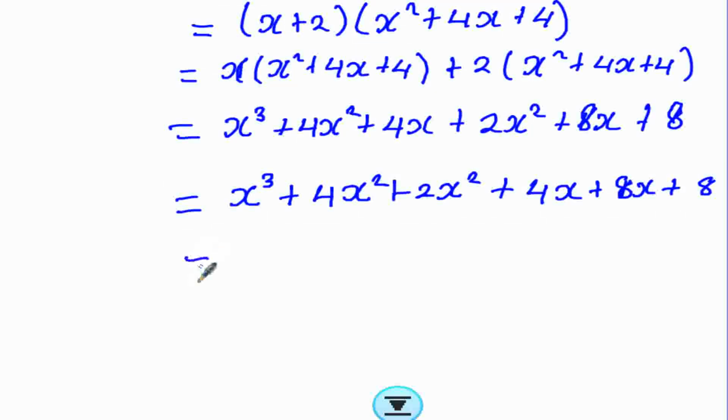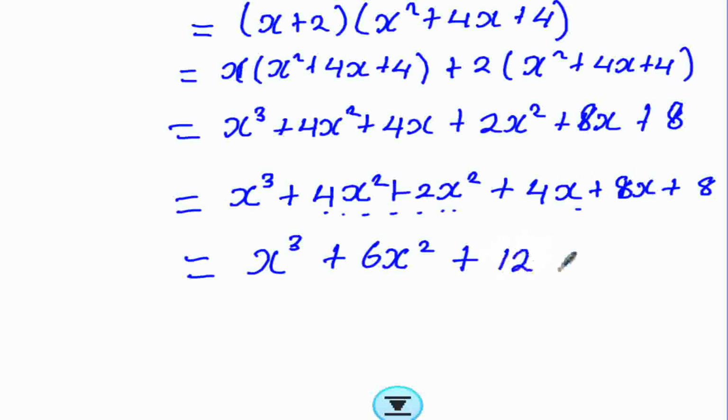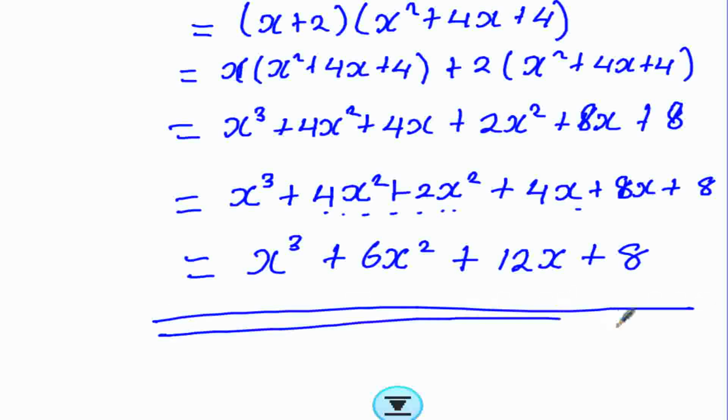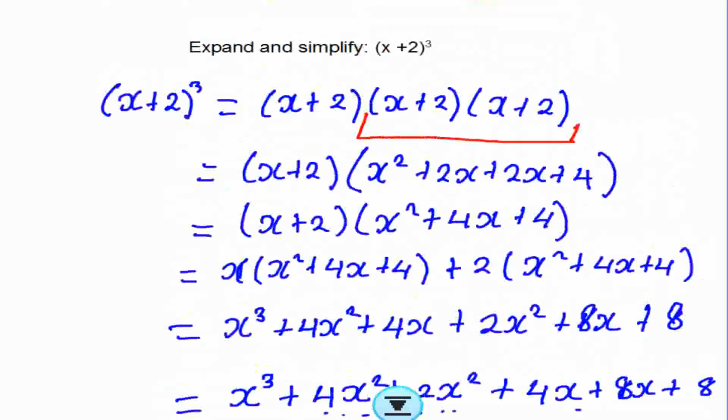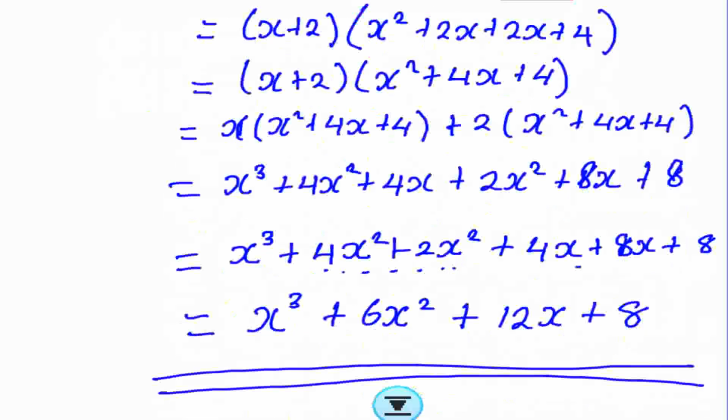So adding, this will be x cubed, so add this and that, which gives plus 6x squared, and then add these two, plus 12x, then plus 8. So this one becomes our answer to this question. Thank you.